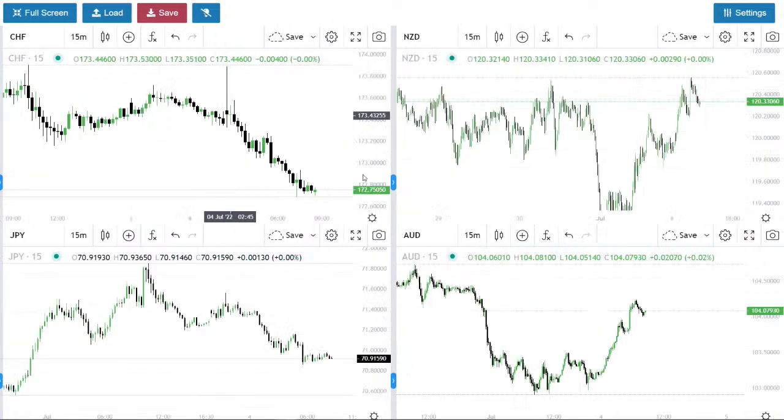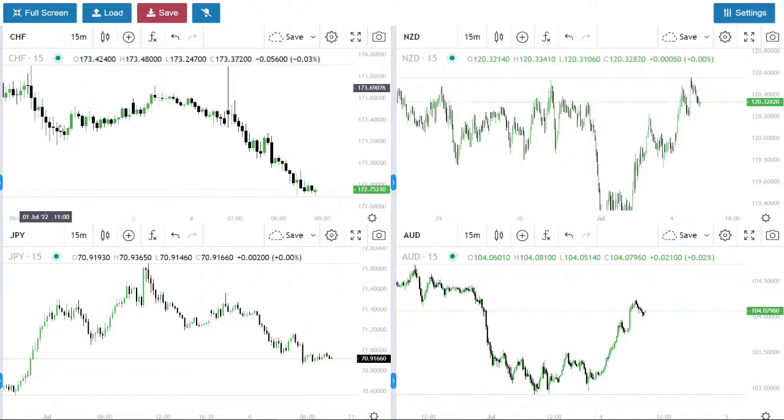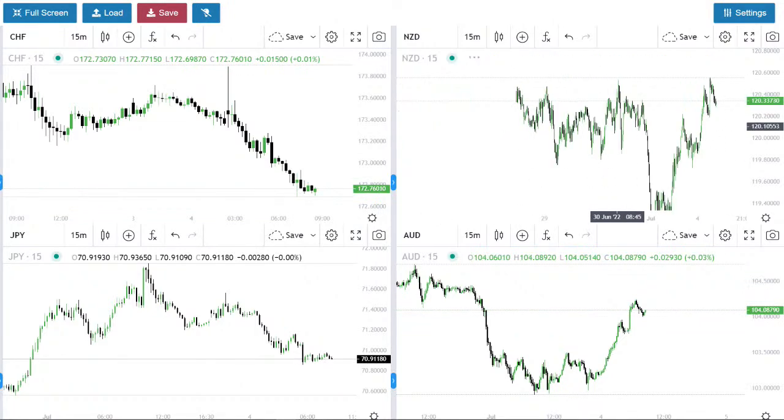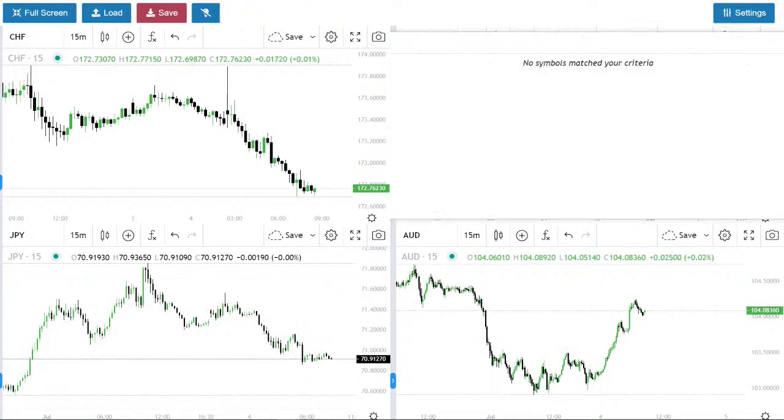We're not just entering the market. So on my left hand side upper corner we have CHF, left hand side lower corner we have JPY, right hand side upper corner we have the New Zealand dollar, then right hand side lower corner we have the Australian dollar. Let's jump to the New Zealand dollar because I am going through the New Zealand dollar. The New Zealand dollar ran above a high.